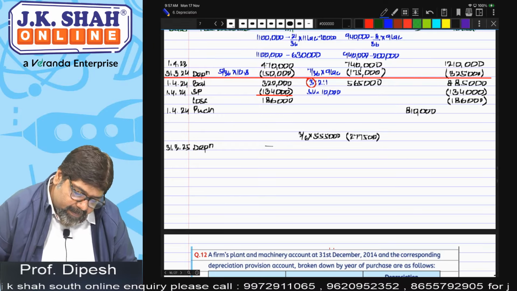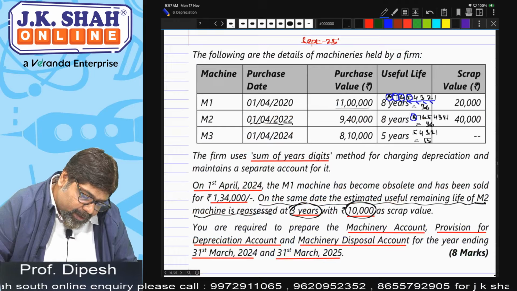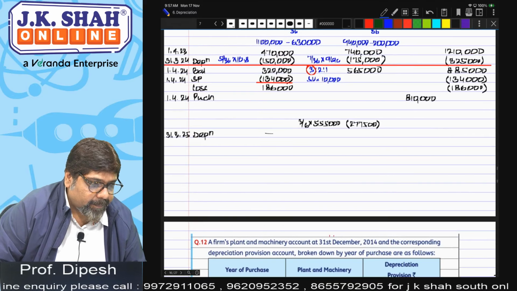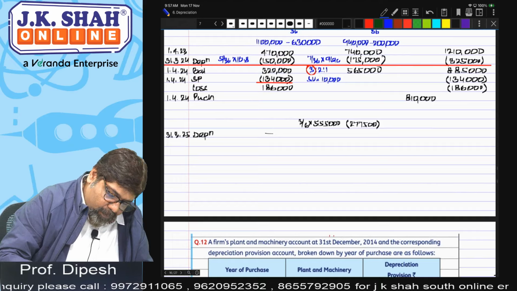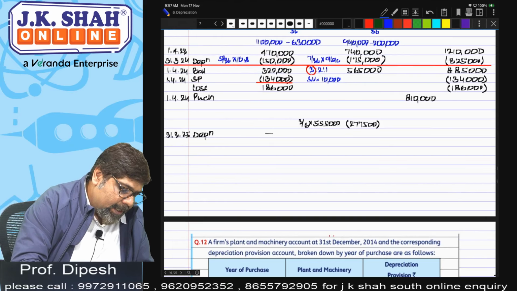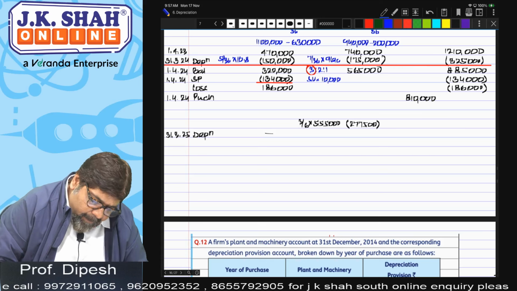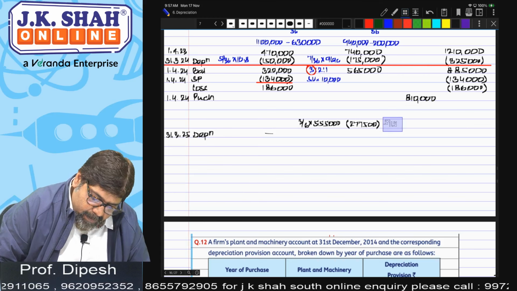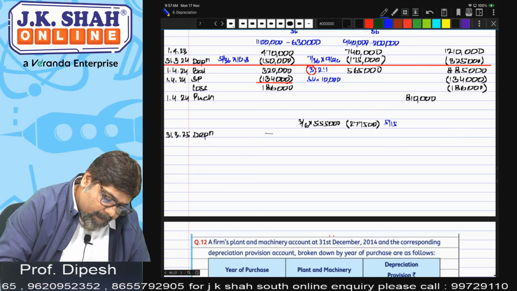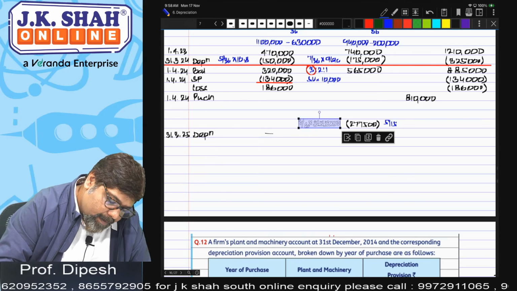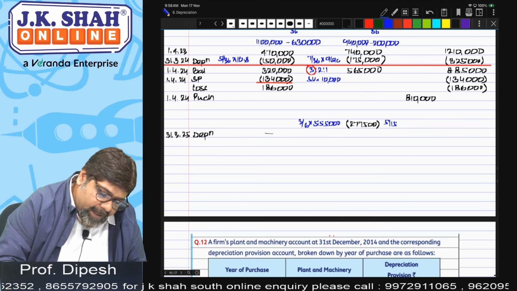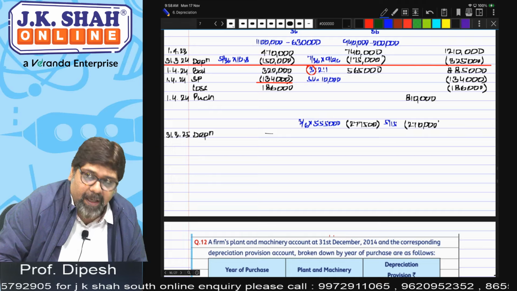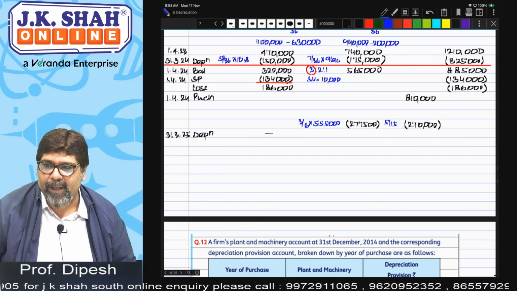Now M3 ka first year ka depreciation. M3 is for 5 years, so 5 by 15, no scrap value. 5 by 15 of 8 lakh 10 is the depreciation, that comes to 2 lakh 70,000. Am I clear? Yes.